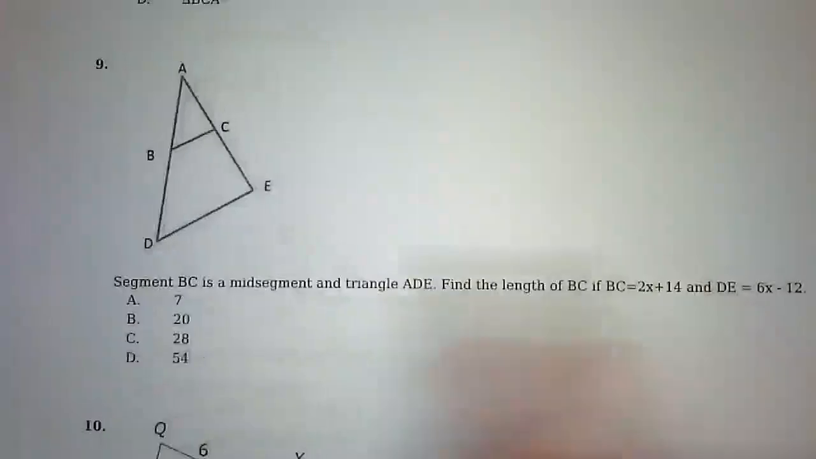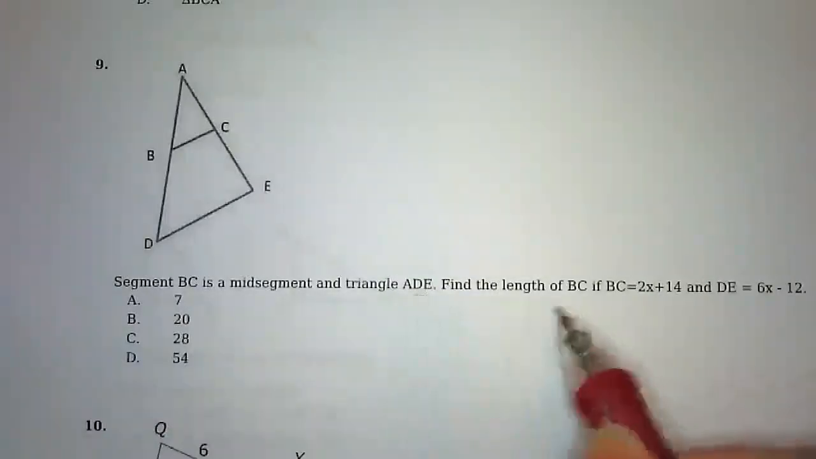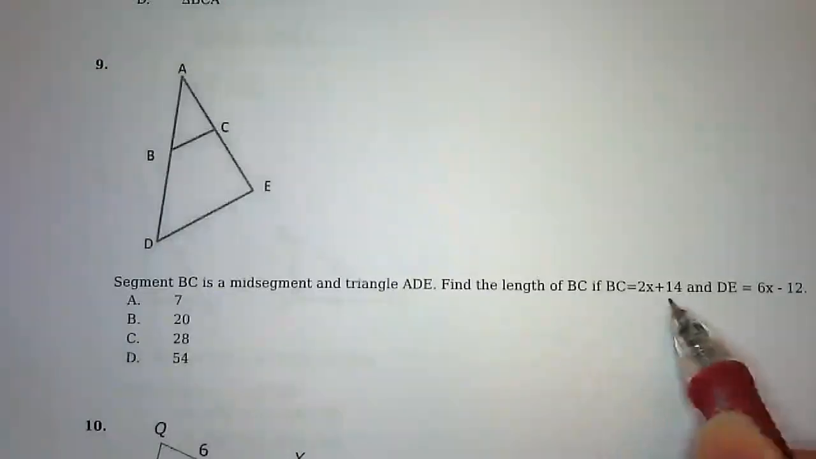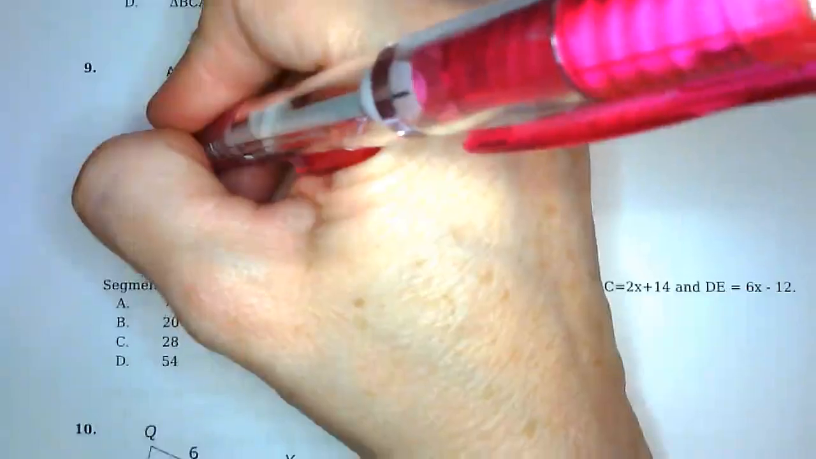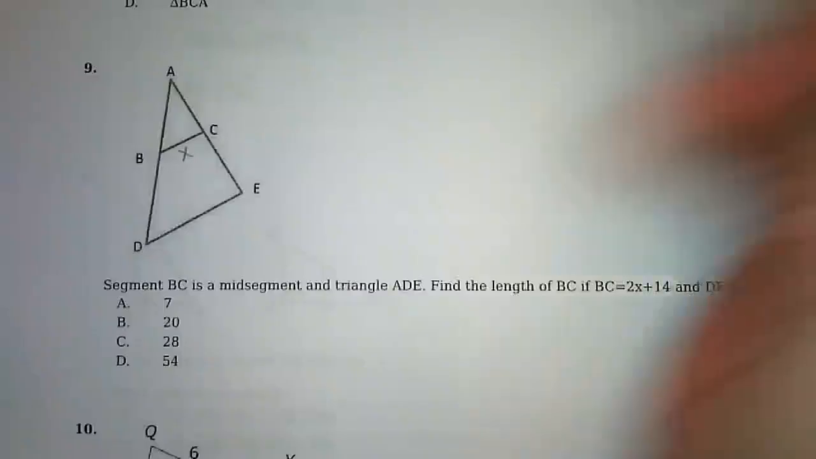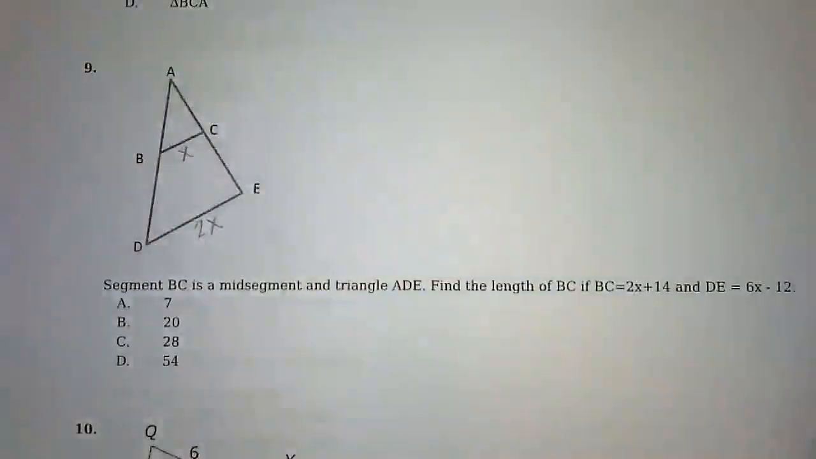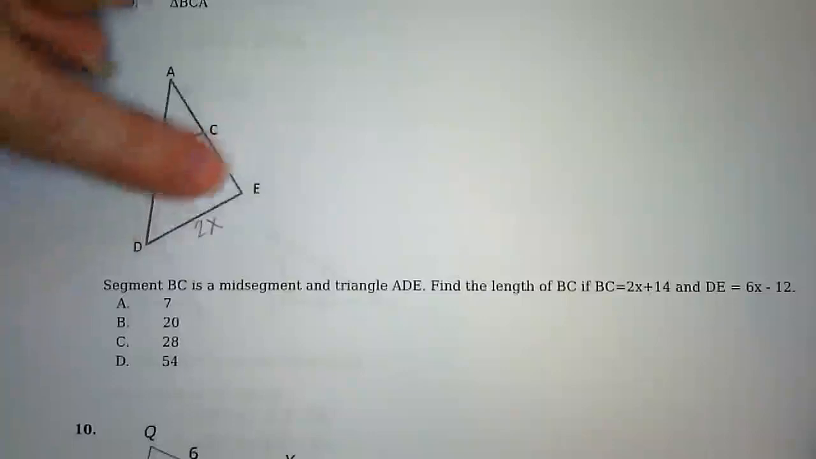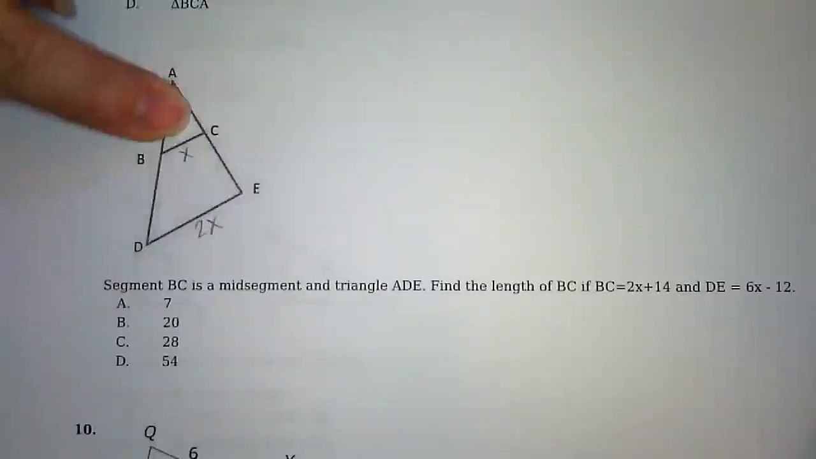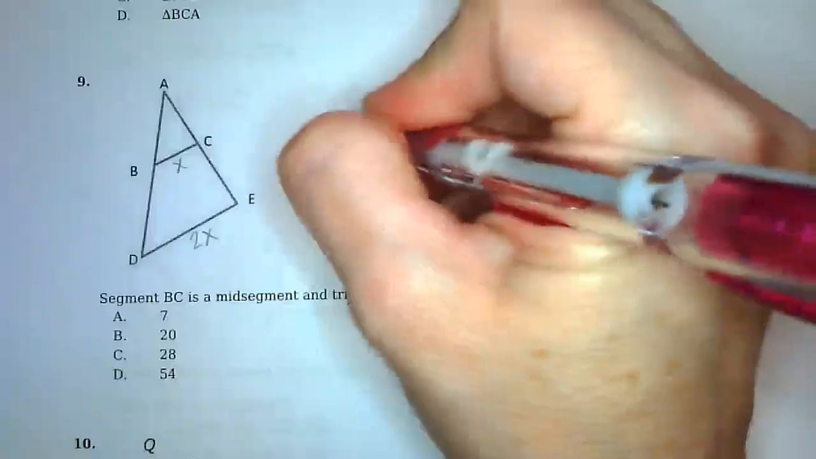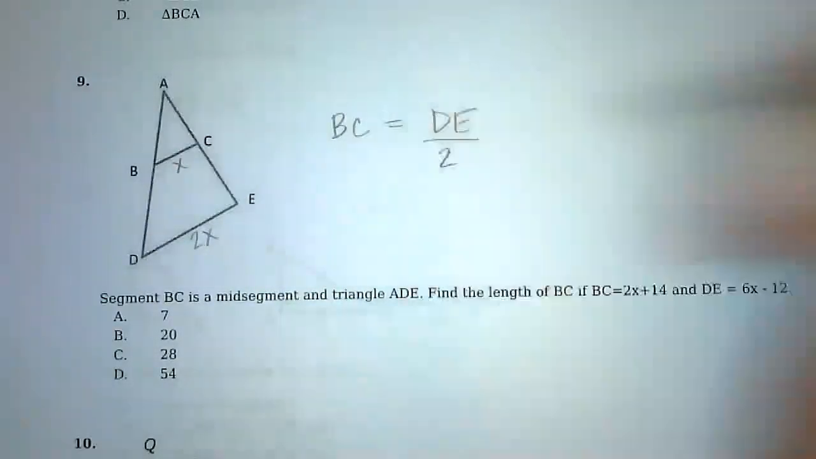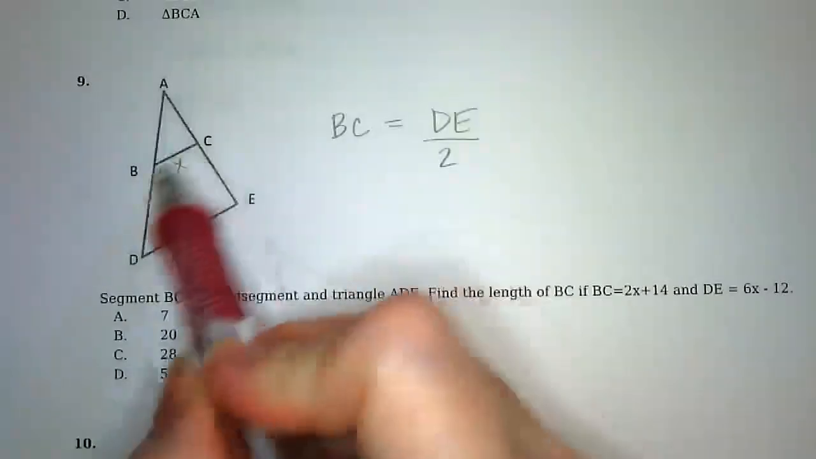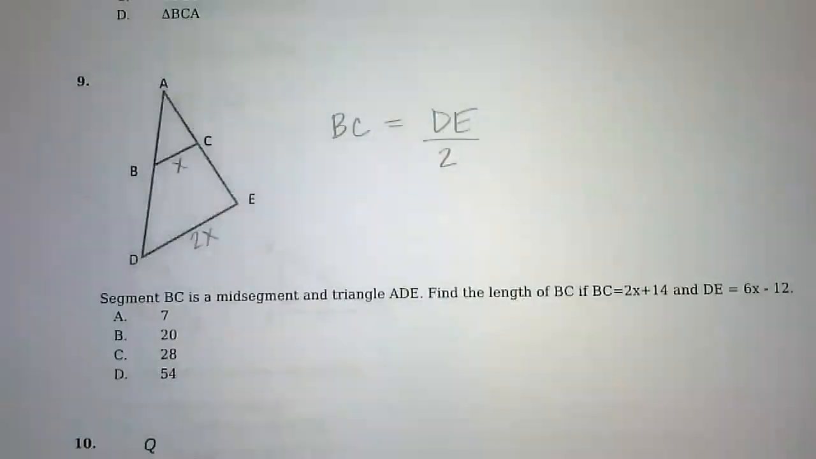Number 9, BC is the mid-segment of ADE. So BC is 2x plus 4, and DE is 6x minus 12. So what we know about this is that this piece right here is half of that piece. So this segment right here, DE, is twice the length of BC. So BC is DE divided by 2. So this piece right here would be this length divided by 2.